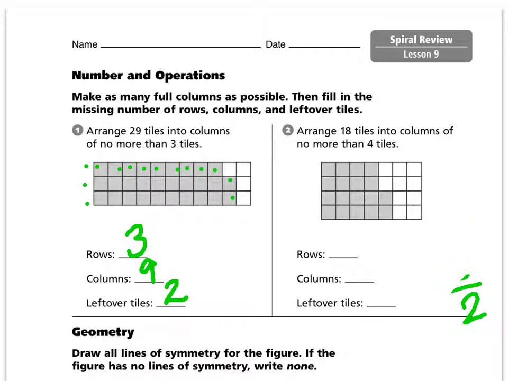Using that information, remember, don't erase your work, you can figure out you have 1, 2, 3, 4. So a 4 by 4 is 16 with 2 left over.